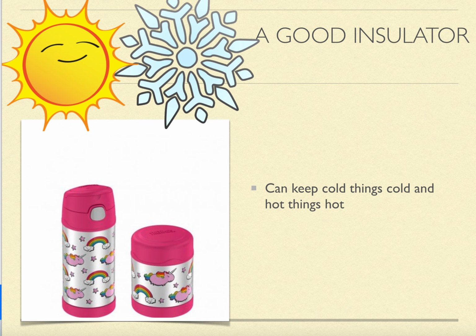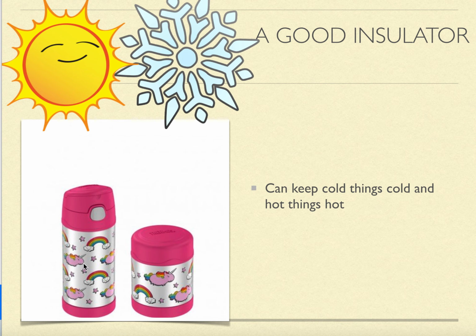Once again, an insulator can keep cold things cold and hot things hot because the heat is not going to transfer out easily. So maybe you have a thermos that looks like one of these. Let's say inside you have some ice, cold water, or maybe in this one a hot soup or some other hot meal, or in this one a cold drink. Even if it's really hot outside or really cold outside, your beverages or your foods inside the thermos are going to stay the way you left them.